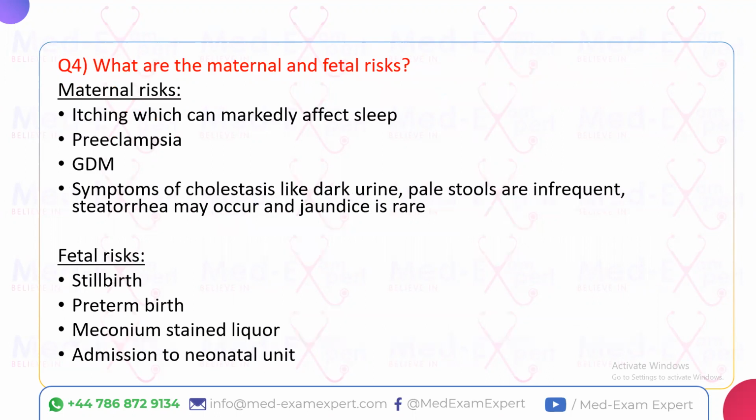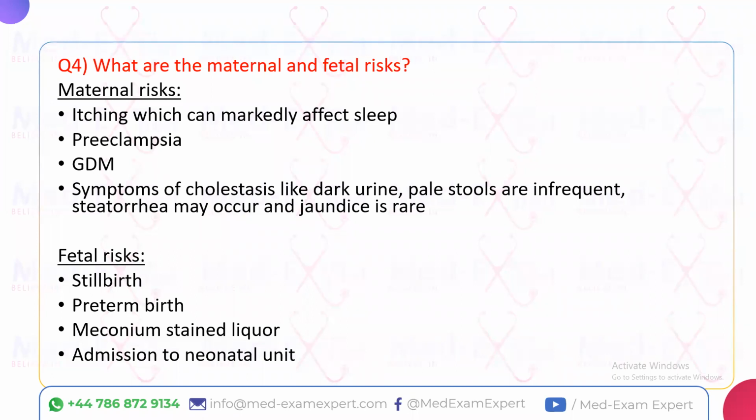Then comes the maternal and fetal risks. So in the maternal risks, you were talking about platelets and all the stuff. Actually, when you know that it is ICP, then you will have to stick to ICP. You cannot deviate from this. So patients with ICP generally don't have any grave problems. They just have itching, which is very bad, and that can markedly affect their sleep. But they are also at increased risk of preeclampsia, of GDM. They can have symptoms of cholestasis like dark urine, pale stools, although that can be infrequent. Steatorrhea may occur and jaundice is rare. Okay.